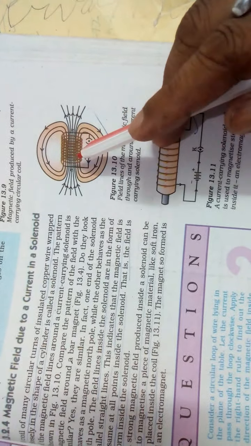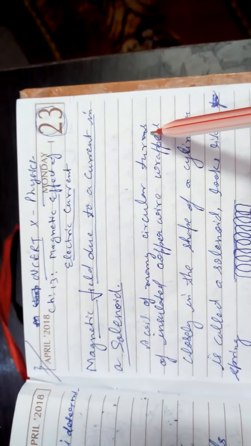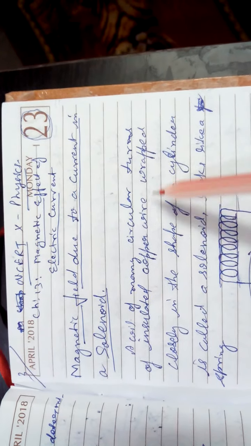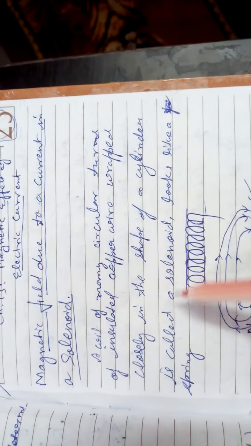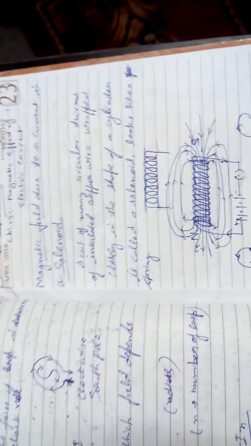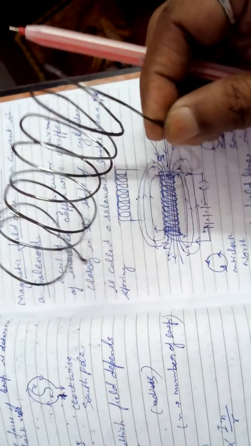A solenoid is very simple, like this you are seeing. It is a spring-like coil of many circular turns of insulated copper wire wrapped closely in the shape of a cylinder. It is called a solenoid. It looks like a spring. This is a solenoid I have made with a wire.